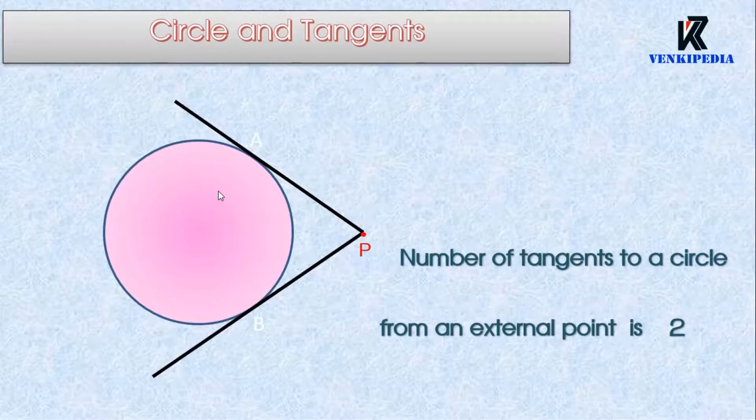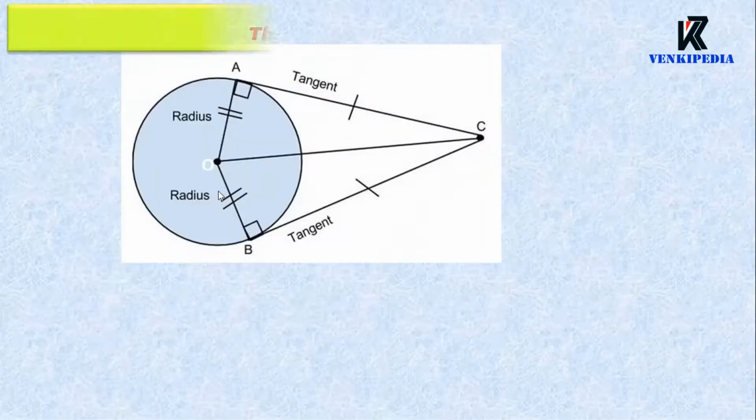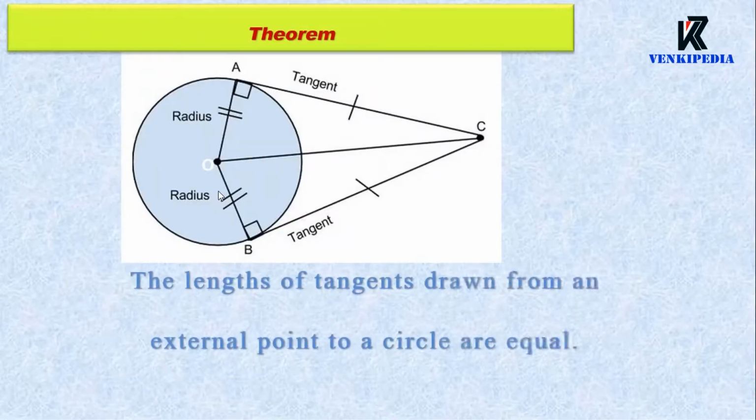The length of the tangents drawn from an external point to a circle are equal. Here, the tangents AC and BC are the two tangents to the circle of center O. Here the theorem wants to prove that these two tangents AC and BC are equal in length. Let us try to understand this theorem by a small animation.